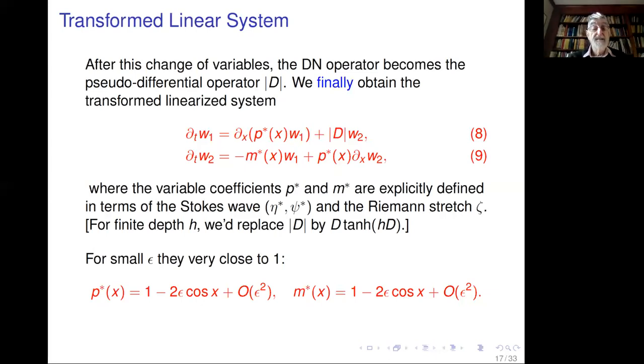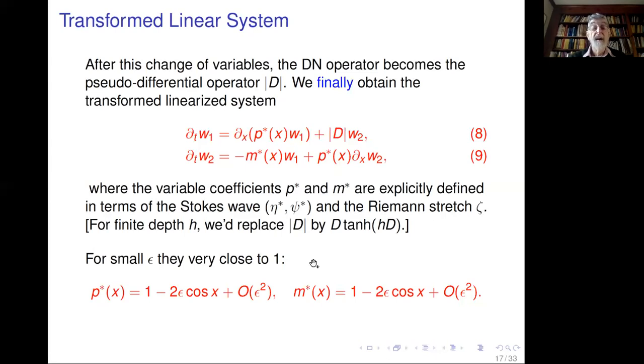Okay. And so if you've ever seen finite depth water waves, you'll see a lot of hyperbolic tangents where h is the depth. But in this case, I'm taking the infinite depth case, which is like when h equals infinity, and that becomes this operator.